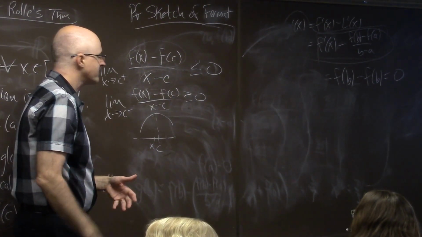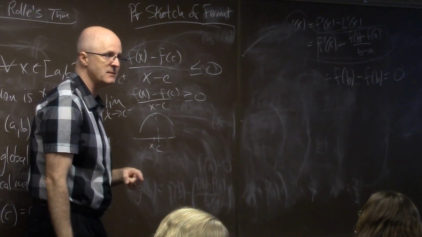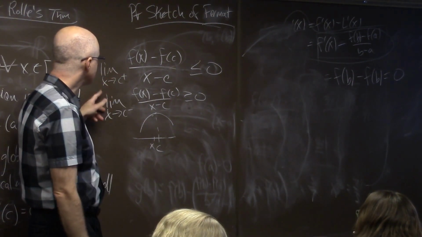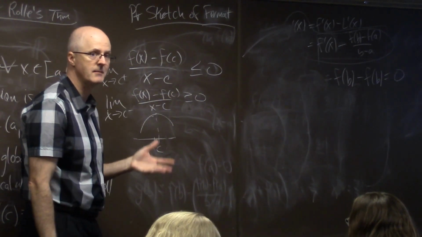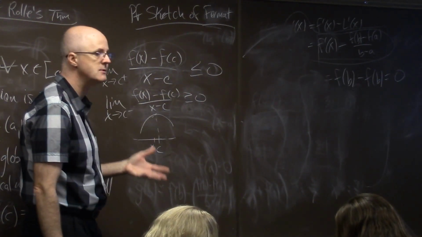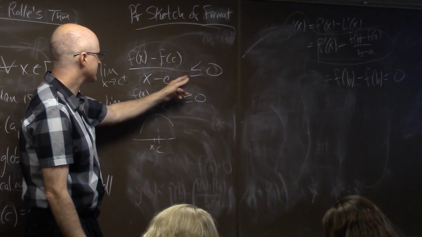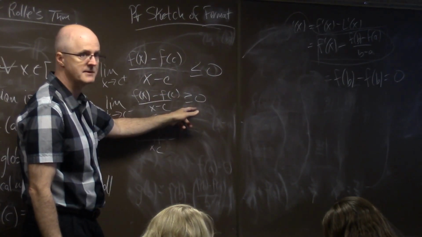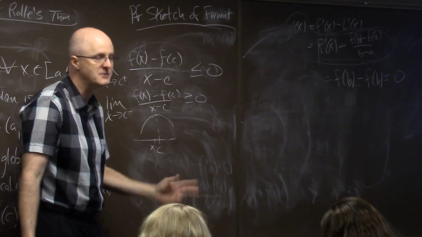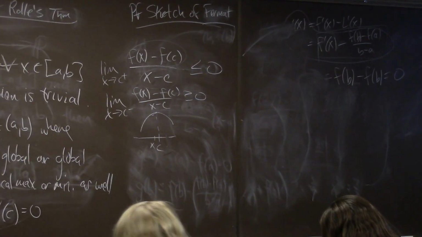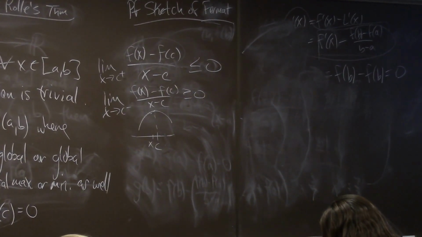Just a second. If I'm assuming f is differentiable at c, that means these two limits must be the same. The one-sided limits must equal the two-sided limit. Since this one's less than or equal to 0 and this one's greater than or equal to 0, they must both be 0, and the two-sided limit must be 0. f prime of c must be 0.